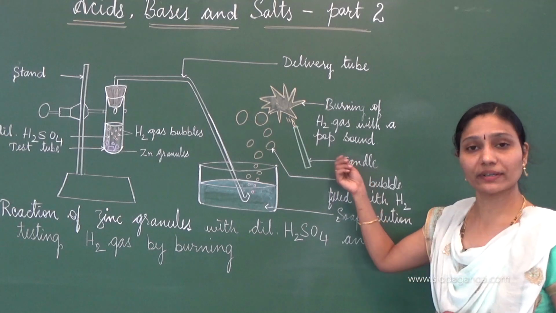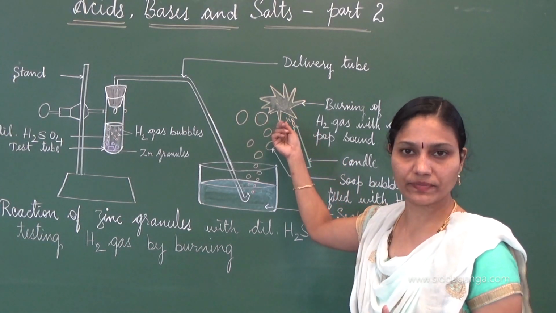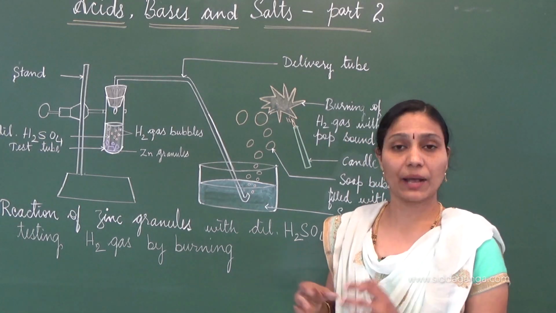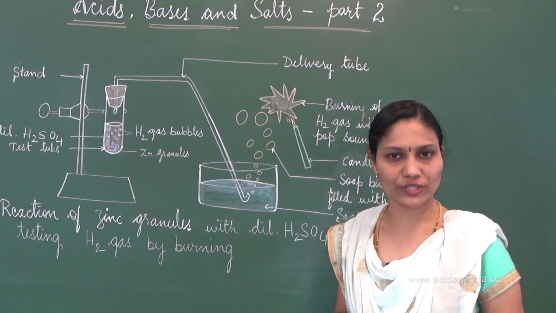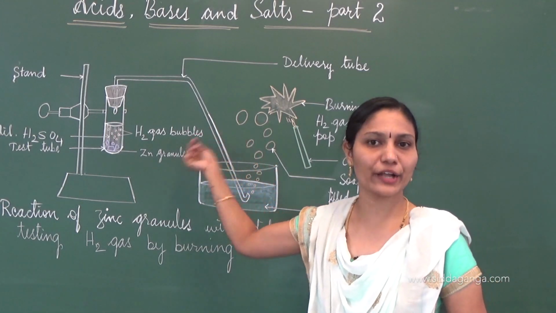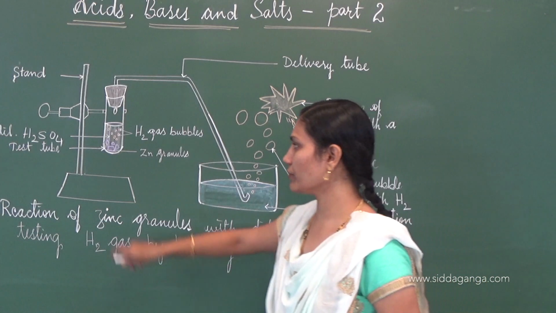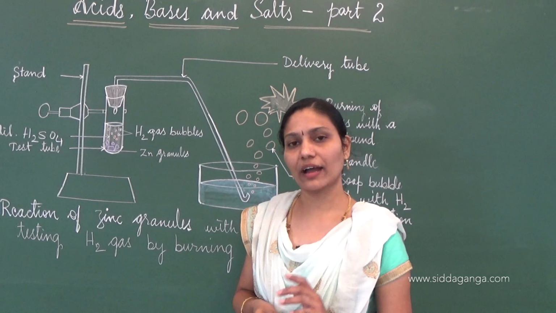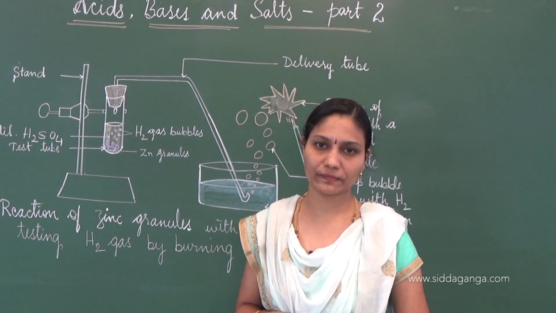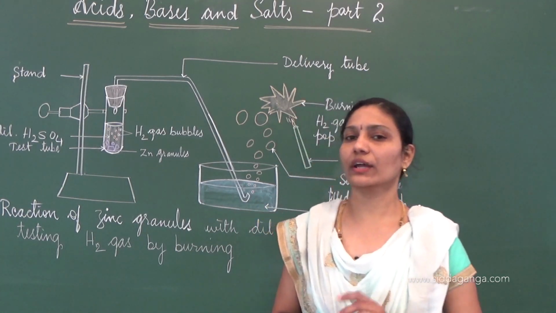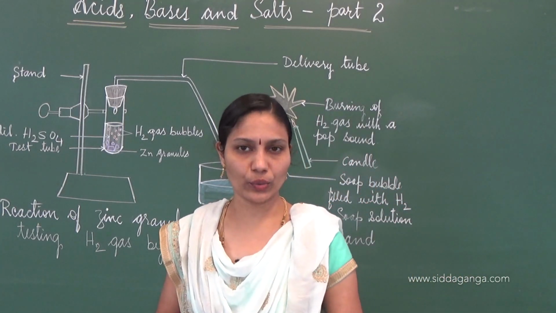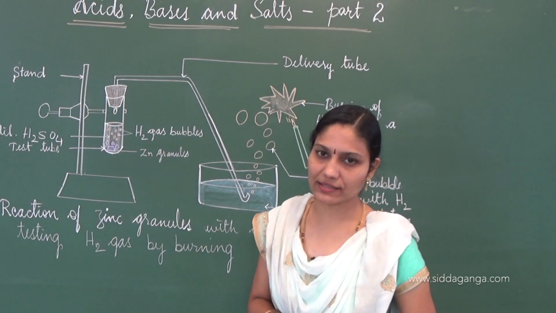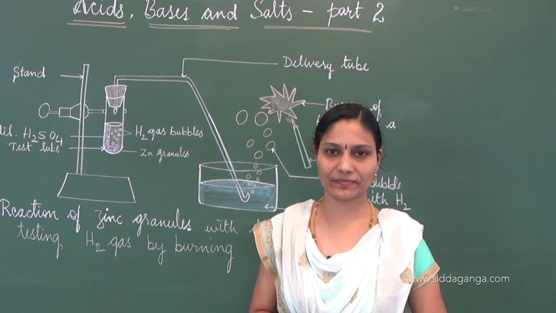So we will bring a burning candle near these bubbles. We will observe the burning of hydrogen gas with a pop sound, and this pop sound ensures that the gas that emerged is hydrogen. So in the reaction of dilute sulfuric acid with the zinc granules, hydrogen gas was evolved. Is this clear to you? So what can we conclude out of this? We can conclude that acids react with metals to give hydrogen gas.